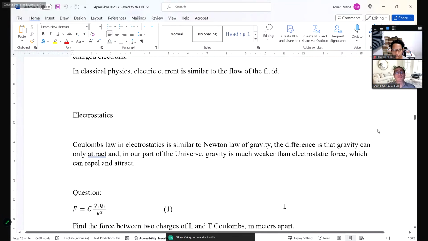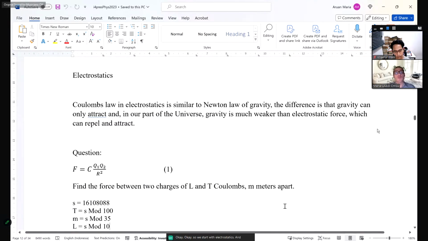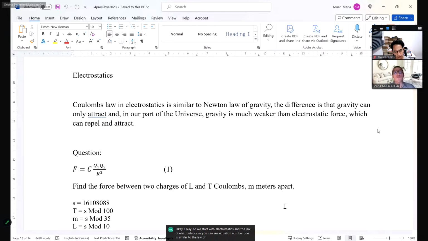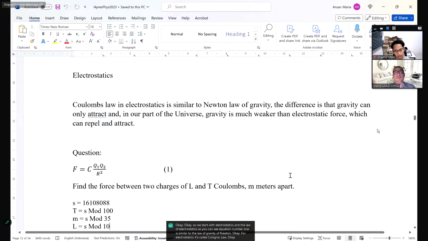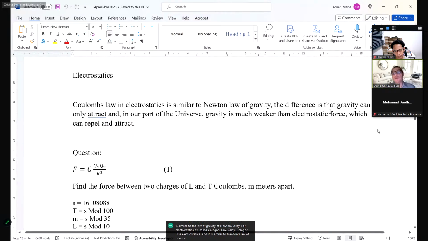Okay, so we start with electrostatics. And the law of electrostatics, as you can see, equation number 1, is similar to the law of gravity of Newton. For electrostatics, it's called Coulomb law. The difference is that gravity can only attract, and in our part of the universe, gravity is much weaker than electrostatic force, which can repel and attract.